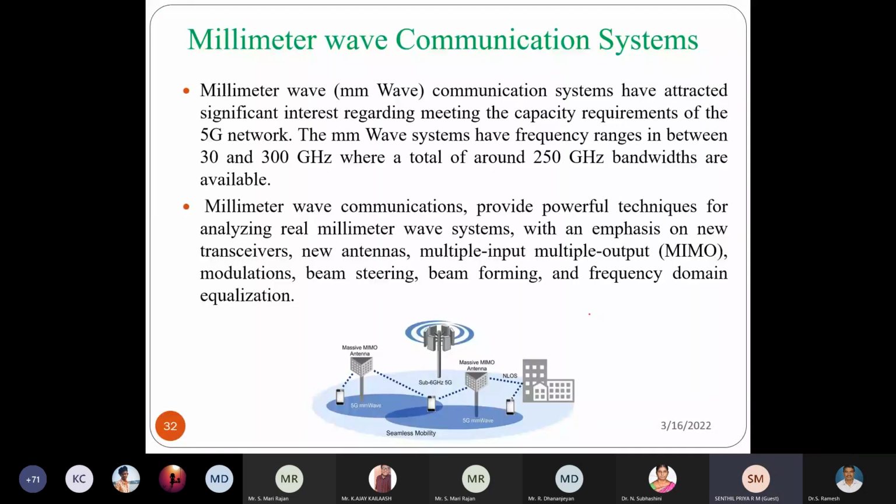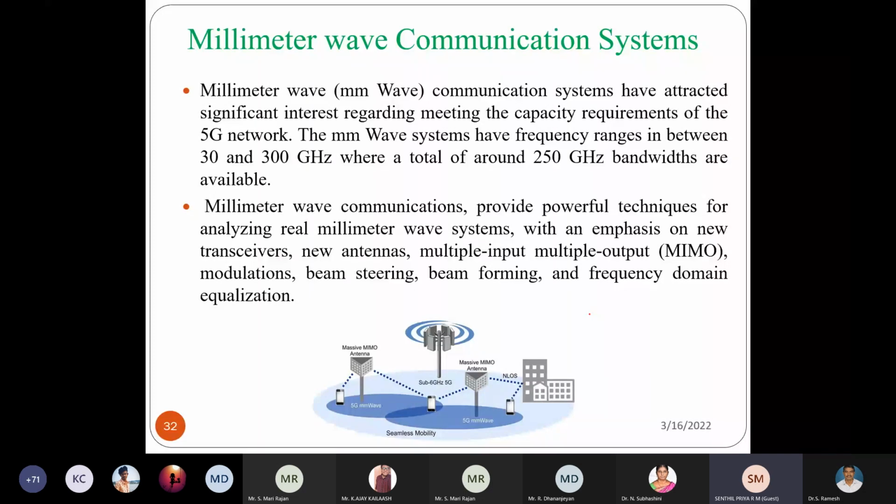Then again, one more trend is millimeter wave. Millimeter wave communication is a very interesting system. Here we have massive MIMO antennas, multi-input and multi-output antennas, where we have beam steering and beam forming. Beam steering is nothing but changing the direction of the main lobe. The main lobe is where we have high gain, so changing its direction is beam steering.